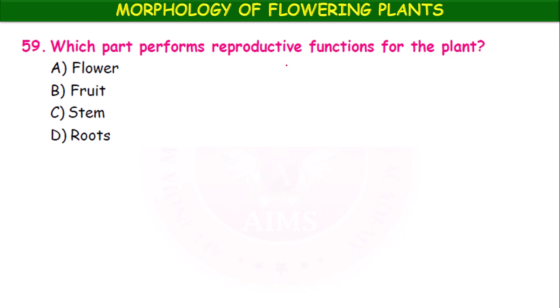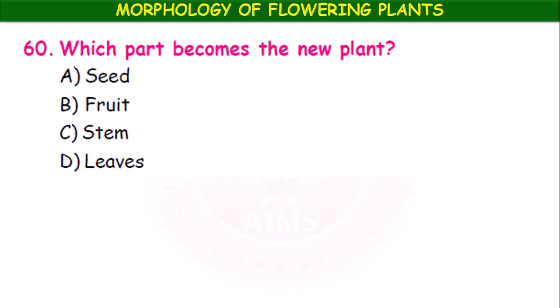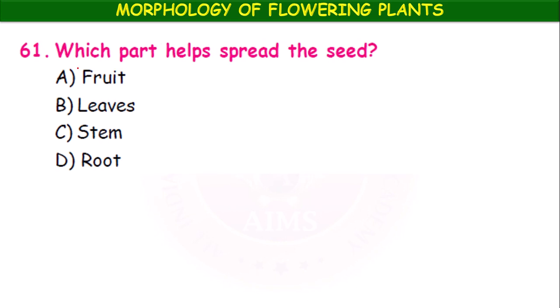Which part performs reproductive functions for the plant? Flower, fruit, stem, roots. Flower is the modified reproductive shoot. Which part becomes the new plant? Seed, fruit, stem, leaves. It is the seed which germinates and develops into a new plant. Which part helps spread the seeds? Fruit, leaves, stem, root. It is the fruit.